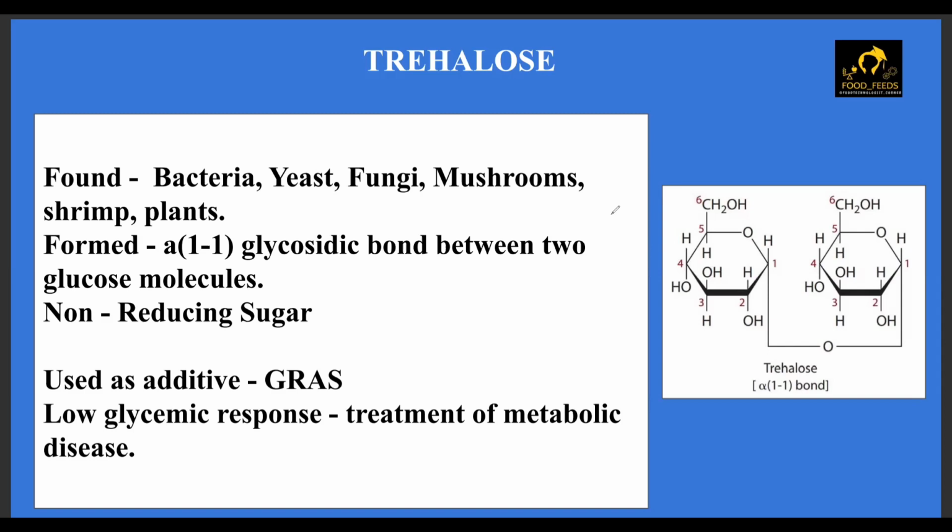Sucrose, which is also known as cane sugar, beet sugar, or table sugar, is a natural sweetener, and the linkage between fructose and glucose forms the sucrose unit. Sucrose and trehalose are the non-reducing sugars. And trehalose also has a major application as a food additive, and it is also used in the treatment of metabolic diseases. So, moving on to sugar syrups.